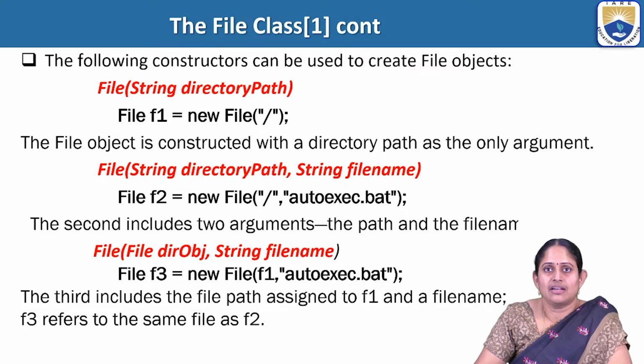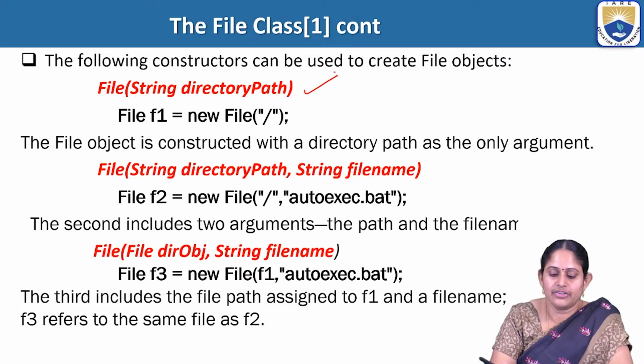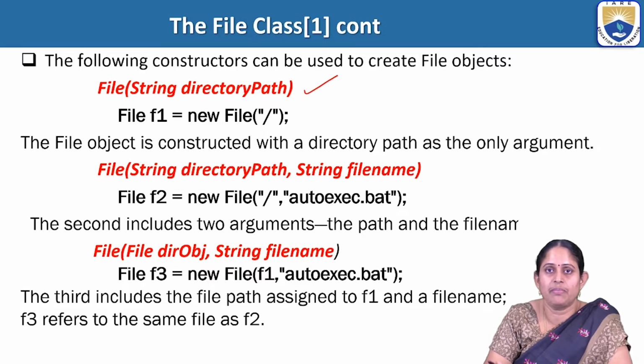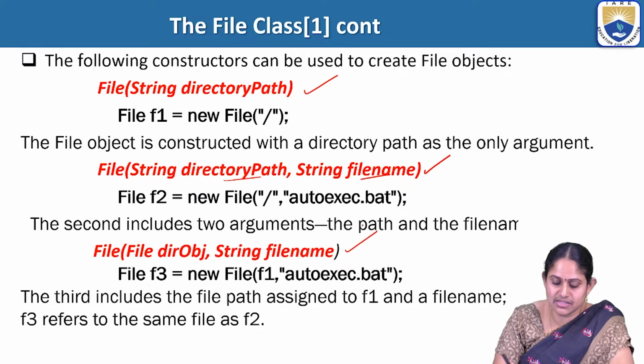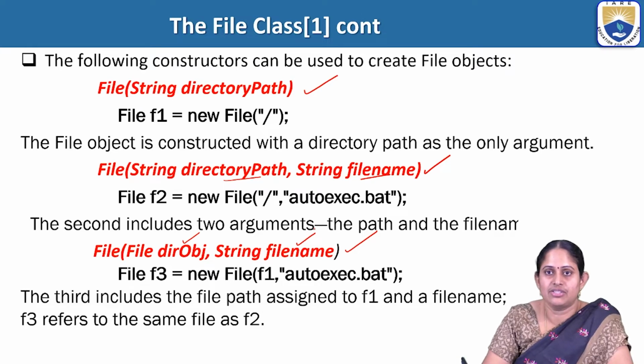To create an object of a file, there are a few constructors which can be used. In the first format, we pass the path of that file as a string to create a file object. In the second case, we pass the path as a string as well as a file name. And in the third case, we can pass the path as an object of File type and the file name as a string. So these are the three mainly used constructors. There are other constructors also, but these three are mainly used to create file objects.